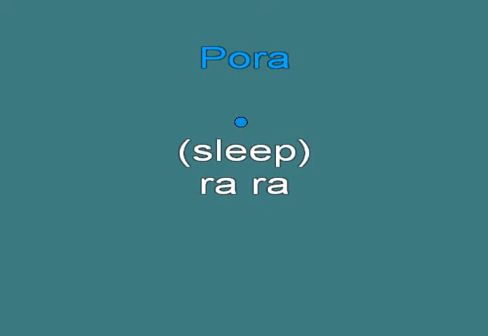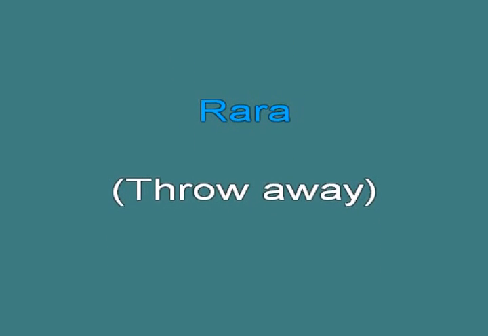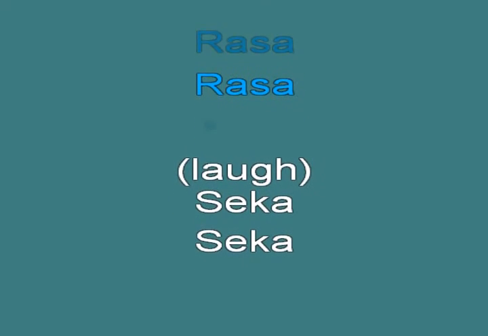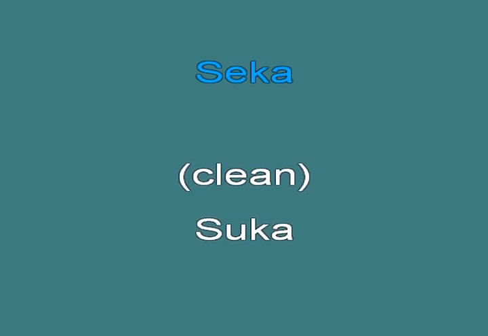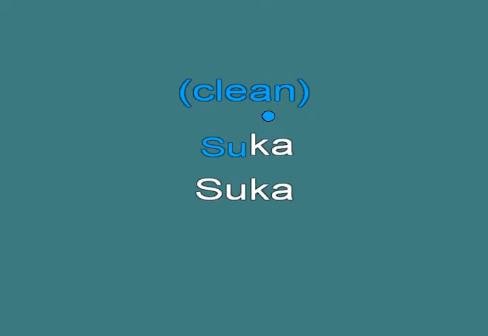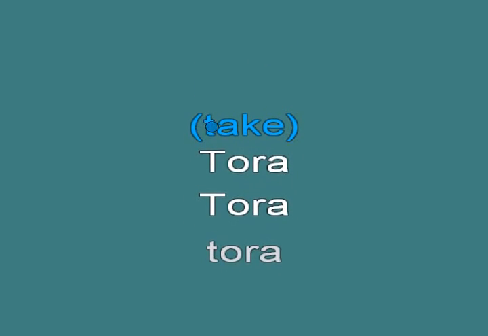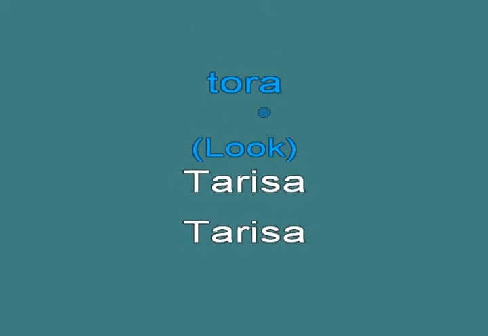You want someone to sleep? Rara. That's the word. And then you want someone to throw something away for you? Rasa. And then to love. Seka. To clean, like clean the dishes. Suka. And then we have take. Tora, that's to take. Then we have to look. Tarisa.